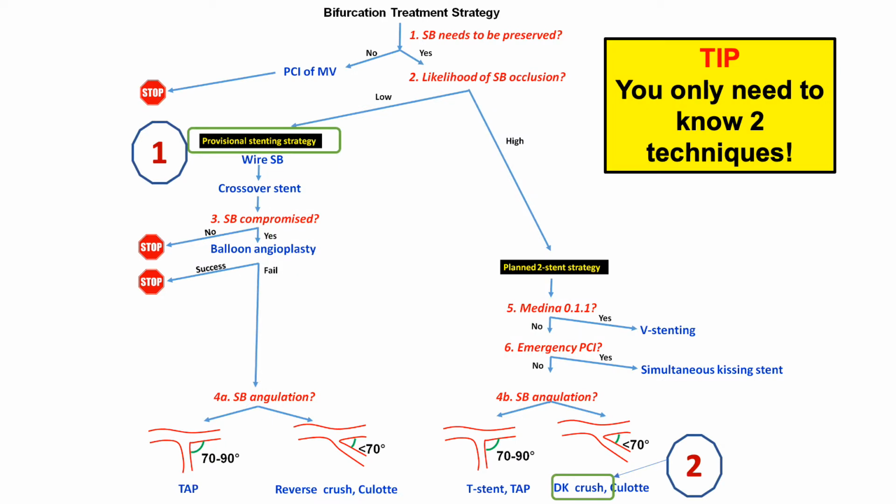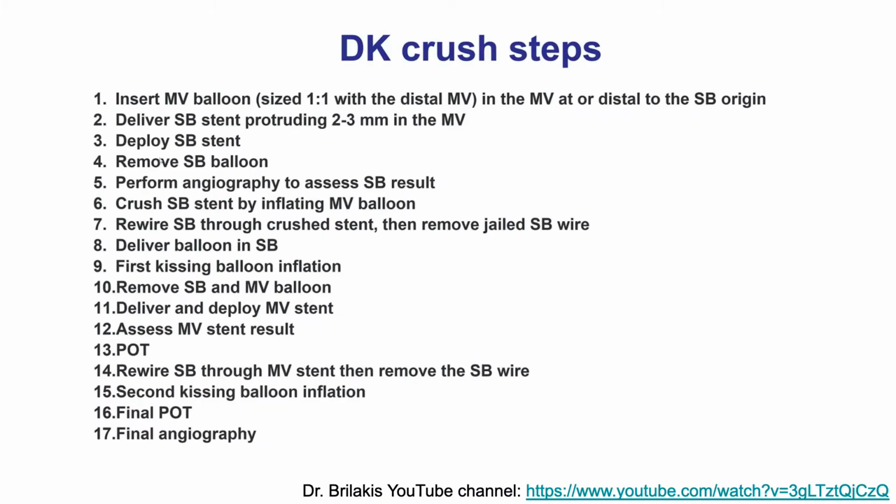And then, according to our algorithm, we decided to proceed with DK crush technique for the distal left main lesion because it was Medina 1,1,1 and the angulation was less than 70. And we know from multiple trials that DK crush was associated with superior outcome compared to provisional and culotte. These are the 17 steps that we are going to discuss.